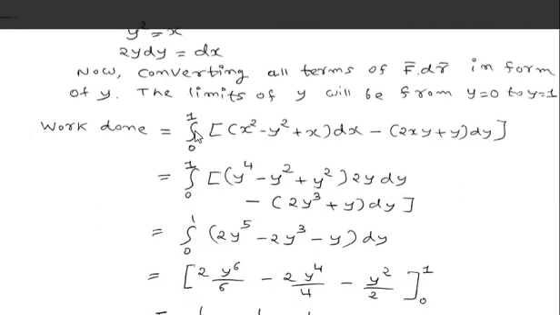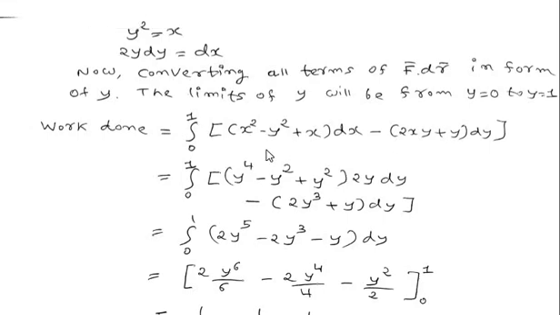So work done is the integration from 0 to 1 of f bar dot dr bar, right? (x square minus y square plus x) dx minus (2xy plus y) dy. Now we have to simply replace x by y square. If you replace x by y square, it becomes y raised to 4. Now y square as it is, replace dx by 2y dy, and x by y square, so it becomes (2y cube plus y), and this is finally dy. Now simplify this result, right? So that will become the integration from 0 to 1 of (2y raised to 5 minus 2y cube minus y) dy.